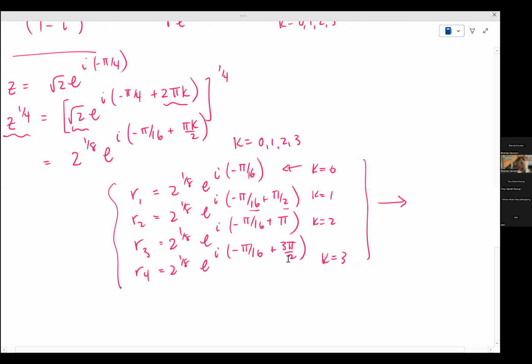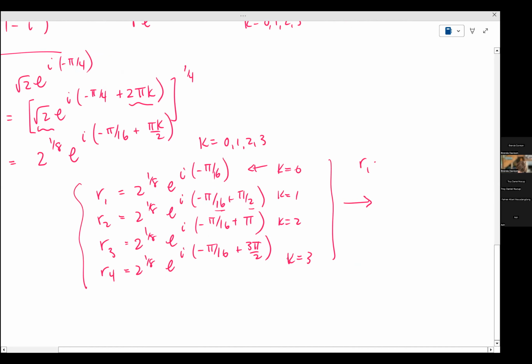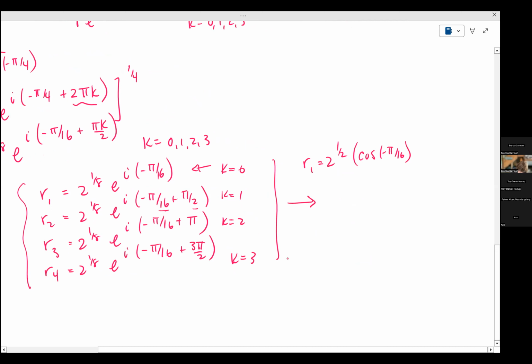You would have to come here and say, okay, R1 is 2 to the 1/8 times the cosine of minus pi by 16 plus i times the sine of minus pi by 16, like that. And these things here, at this point, you would not be able to get out without a calculator. So you would leave it like that. This would be in rectangular format in calculator-ready form. So that would be the answer to that question.